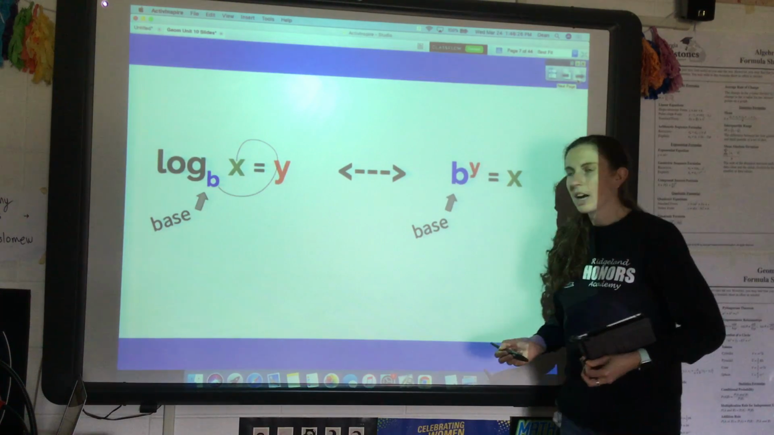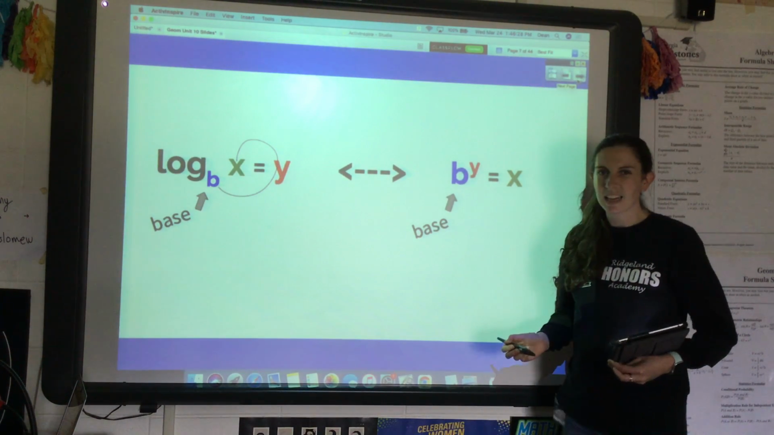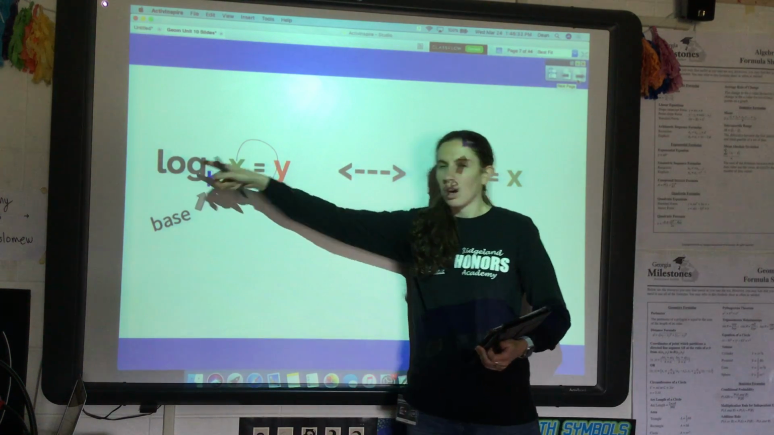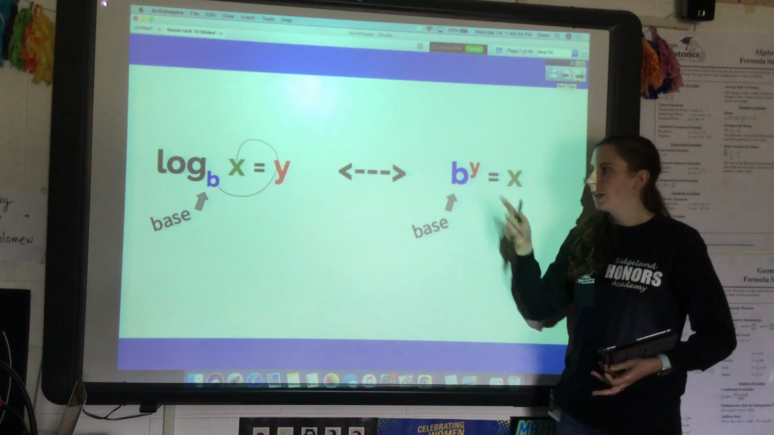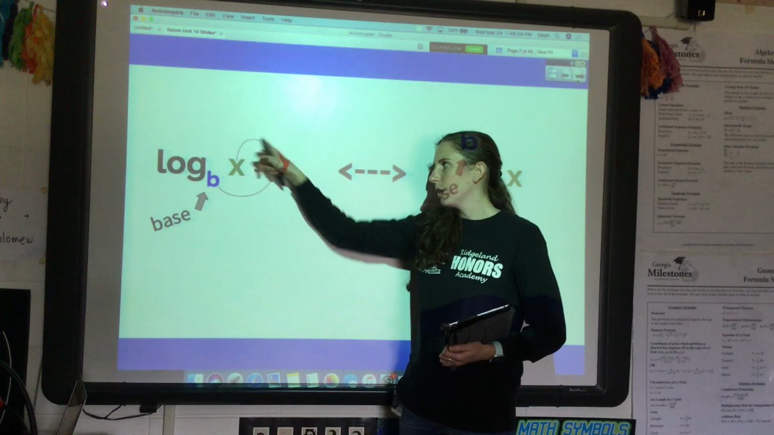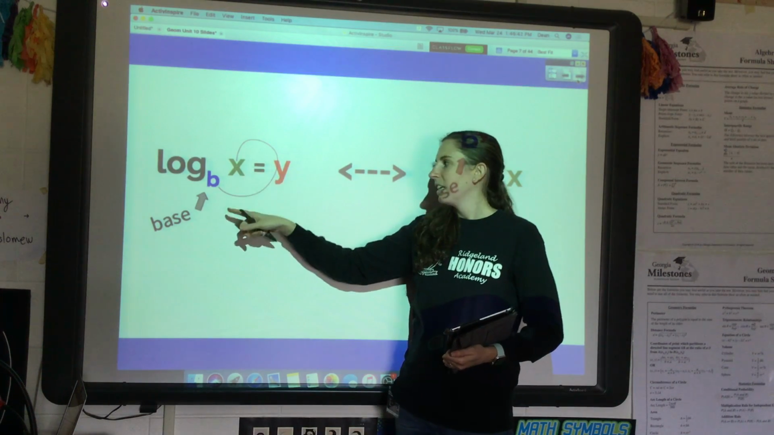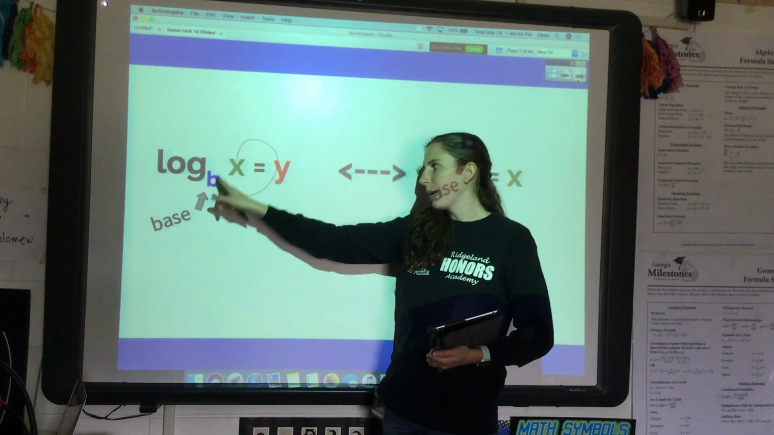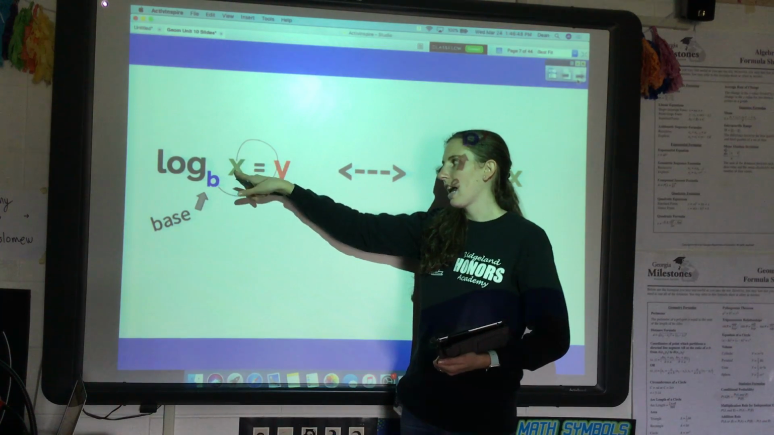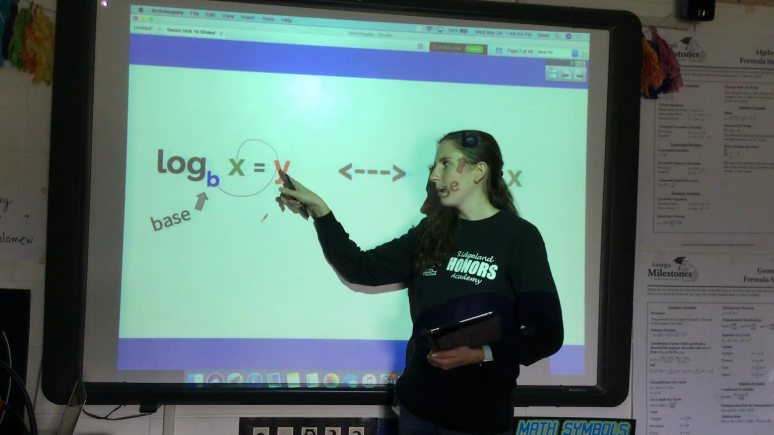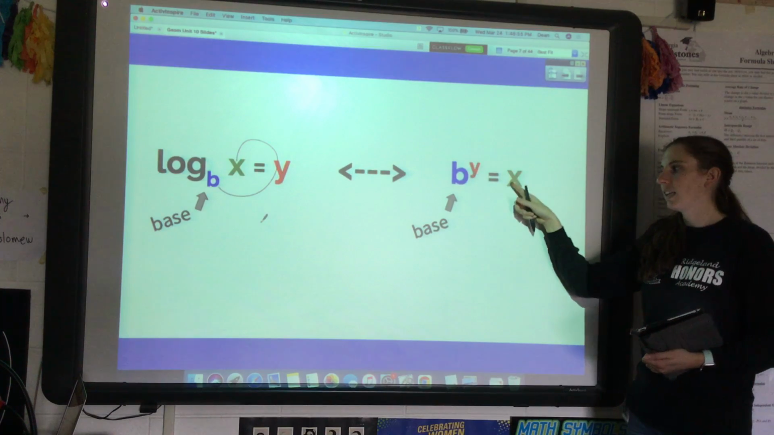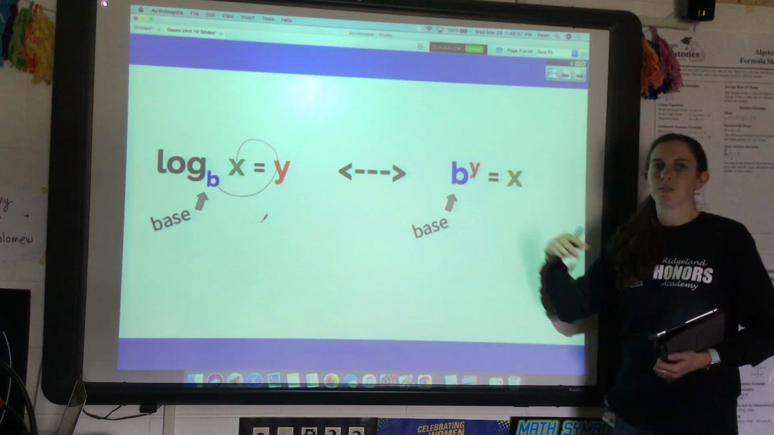The little trick I use to help remember this is, if you want to rewrite a log as an exponential, you start with the base, and then you do a little swirl. The swirl is helpful. So you do the base to the y power equals x. You can go back and forth as well.